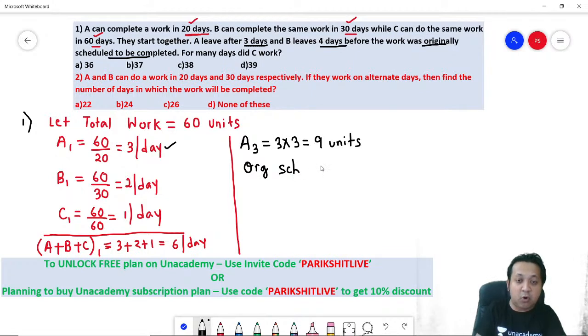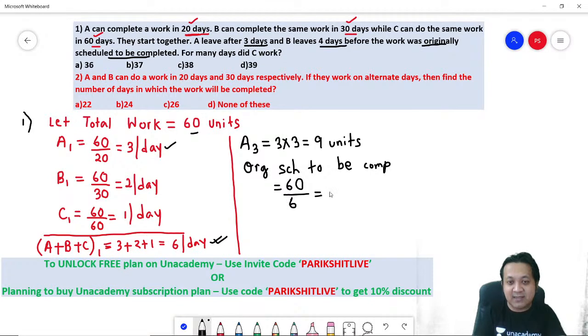When was the work originally scheduled to be completed? Yes, you need to find that out. Remember, total work is 60 units, and in one day, if all three had worked together, they would have done 6 units per day.